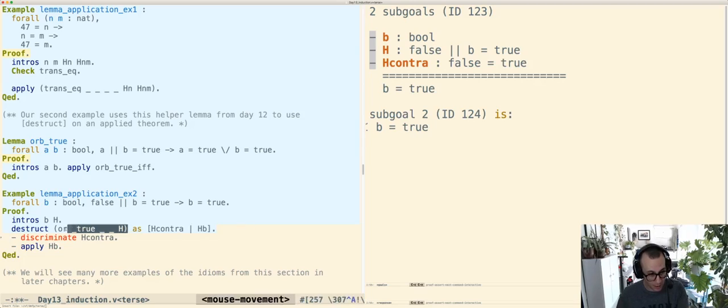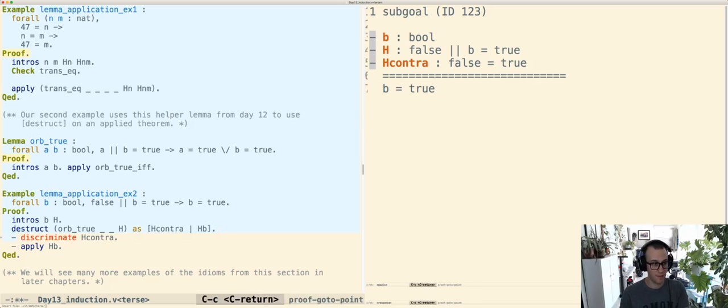And then I say, okay, let's do cases on that or that was left. On the one hand, we have a contradictory case where we say false equals true, right? Because that's this branch, A equals true, but our A is false, so that's contradictory. Or in the alternative, B equals true.